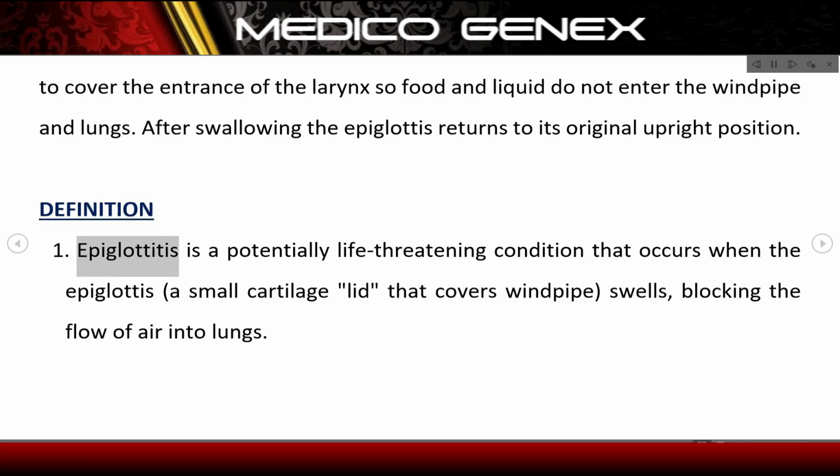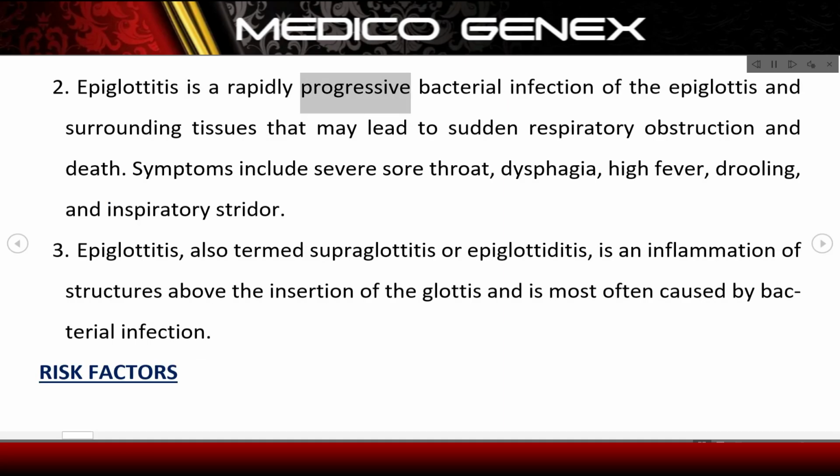Definition. Epiglottitis is a potentially life-threatening condition that occurs when the epiglottis, a small cartilage lid that covers the windpipe, swells, blocking the flow of air into the lungs. Epiglottitis is a rapidly progressive bacterial infection of the epiglottis and surrounding tissues that may lead to sudden respiratory obstruction and death. Symptoms include severe sore throat, dysphagia, high fever, drooling, and inspiratory stridor. Epiglottitis, also termed supraglottitis, is an inflammation of structures above the insertion of the glottis and is most often caused by bacterial infection.